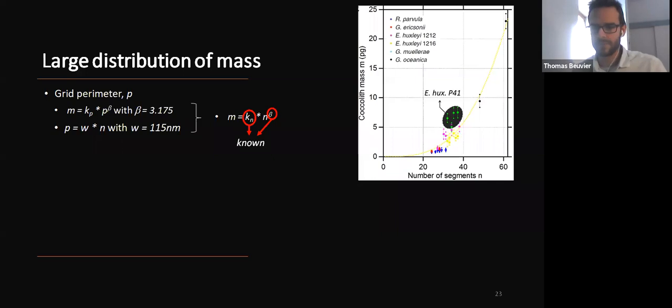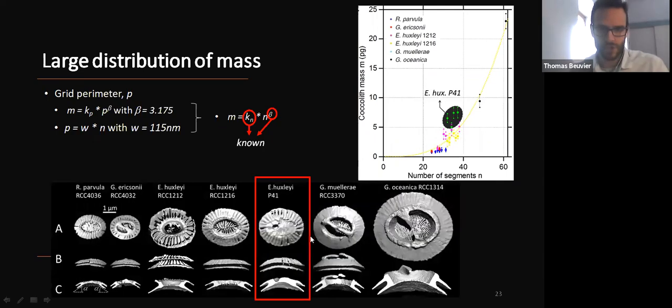If you plot the graph, you see that it works pretty well for the different species, except for one, which is Emiliania huxleyi P41, for which the mass is not determined only by the segments surrounding the grid, but also by the calcium carbonate which is formed inside the grid. So according to our relation, the mass is slightly underestimated because of the presence of calcium carbonate inside the grid.